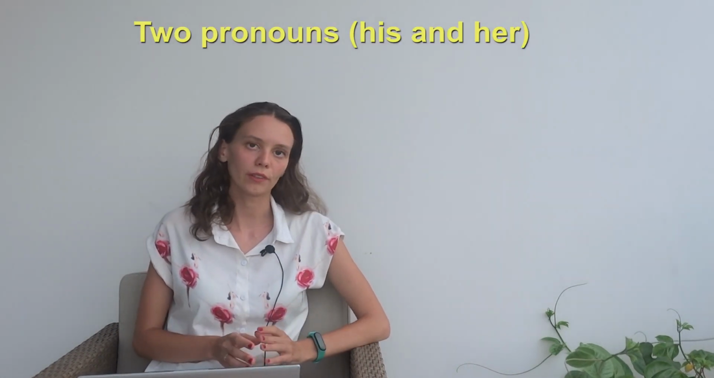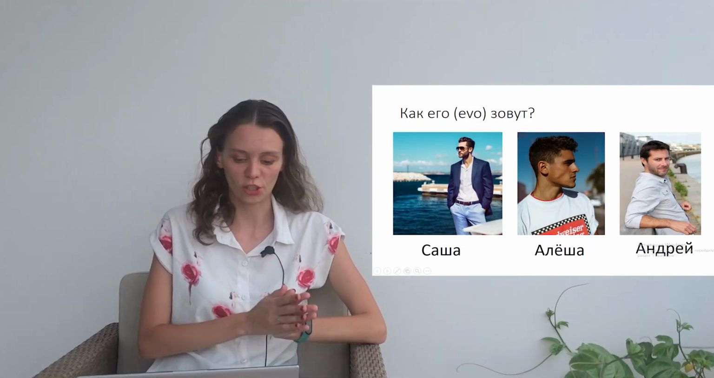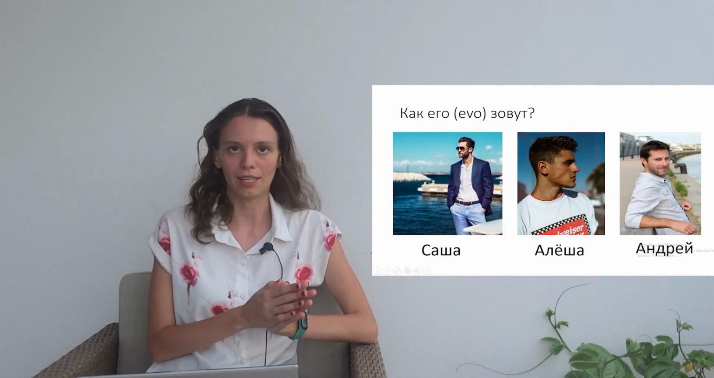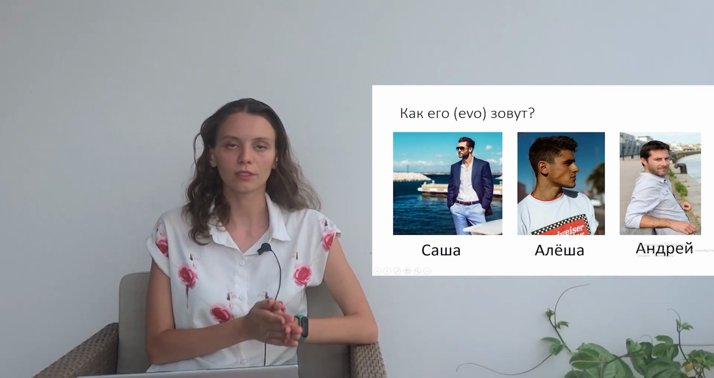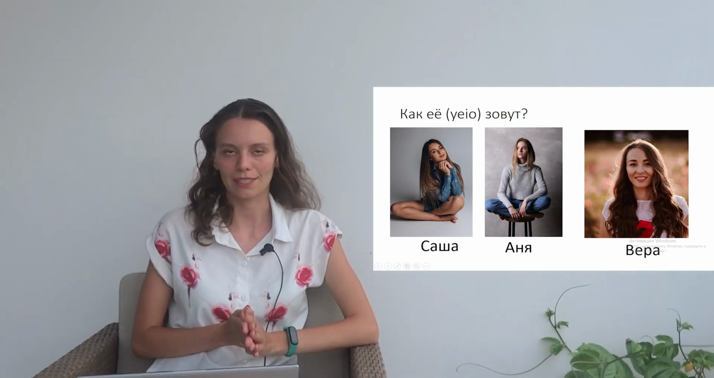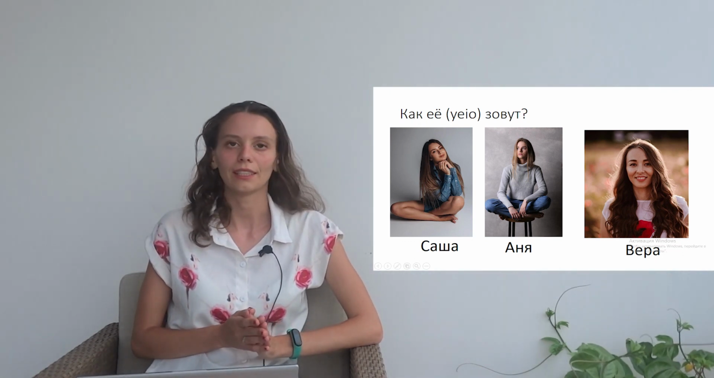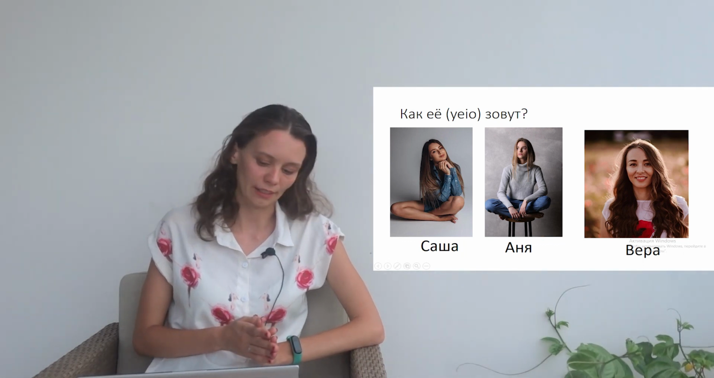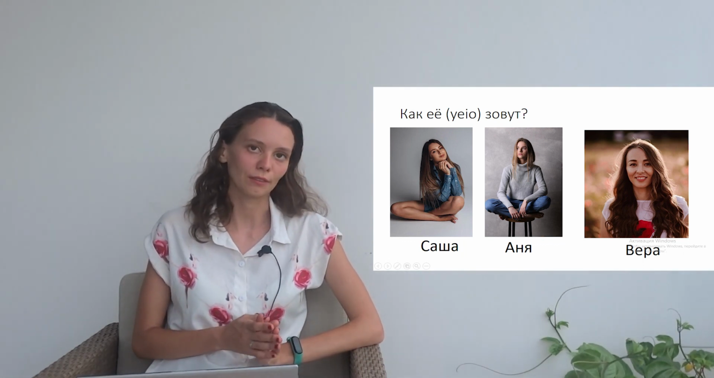In this lesson, we also studied 2 words, his and her. His it's его, and her it's ее. So to say my name, меня зовут Анна. To say his name, его зовут Саша. Его зовут Алёша. Его зовут Андрей. And her name, ее зовут Саша. Ее зовут Аня. Ее зовут Вера.